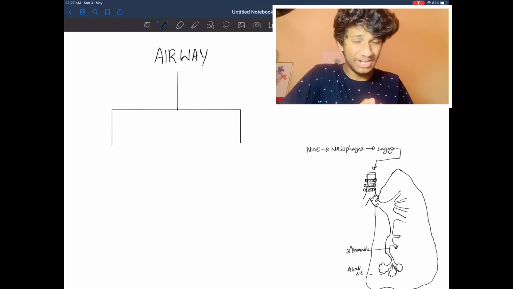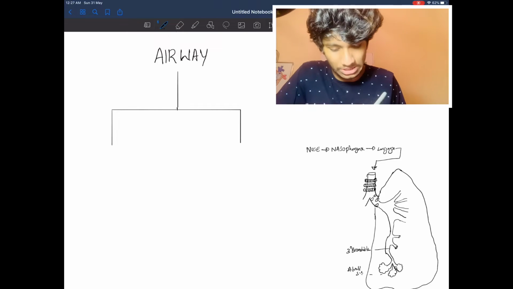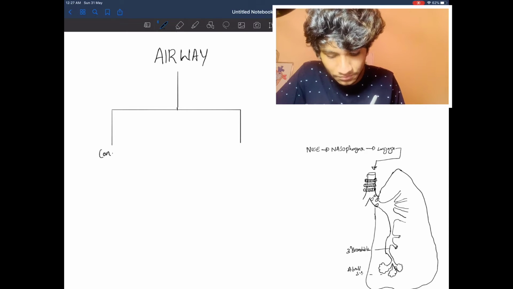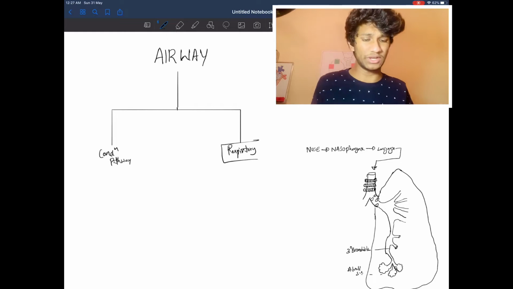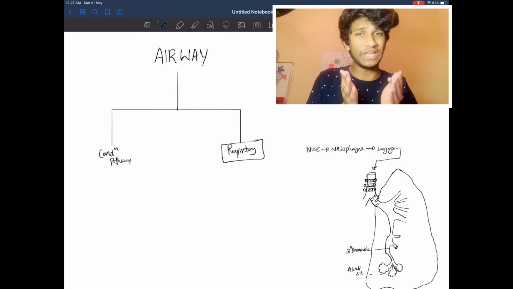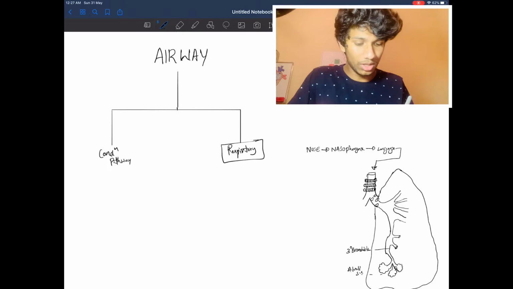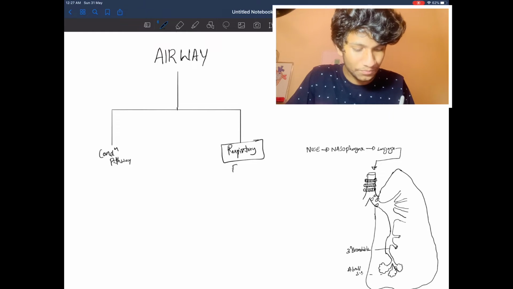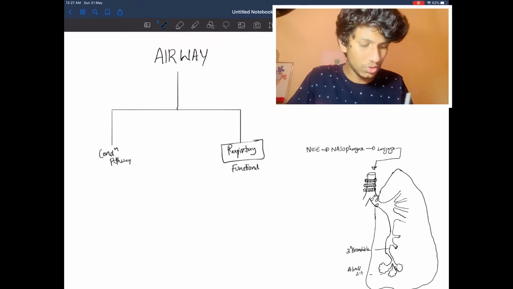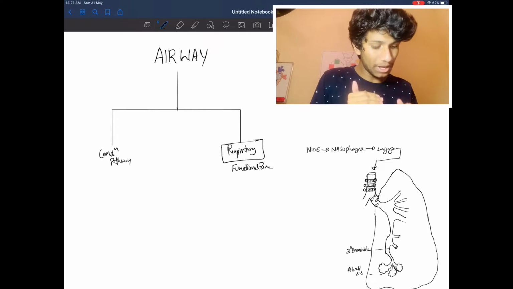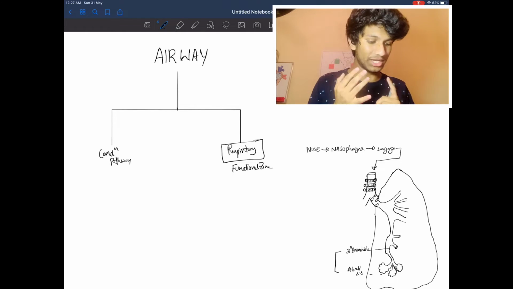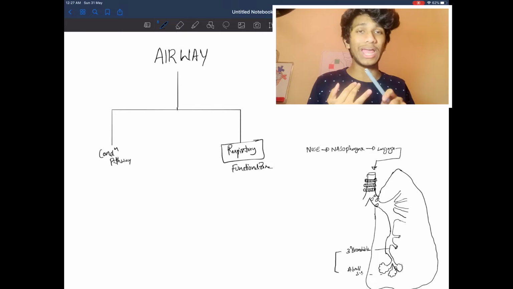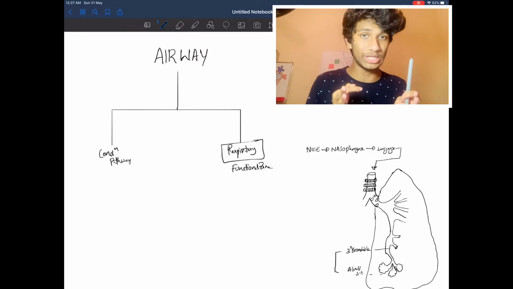The airway is divided into two different pathways, that is the conduction pathway and the respiratory pathway. As we all know, the respiratory pathway is the place where gaseous exchange occurs and is the functional zone. The respiratory pathway runs from the tertiary bronchiole to the alveolar sac, a combination of tertiary bronchiole, alveolar duct and alveolar sac.